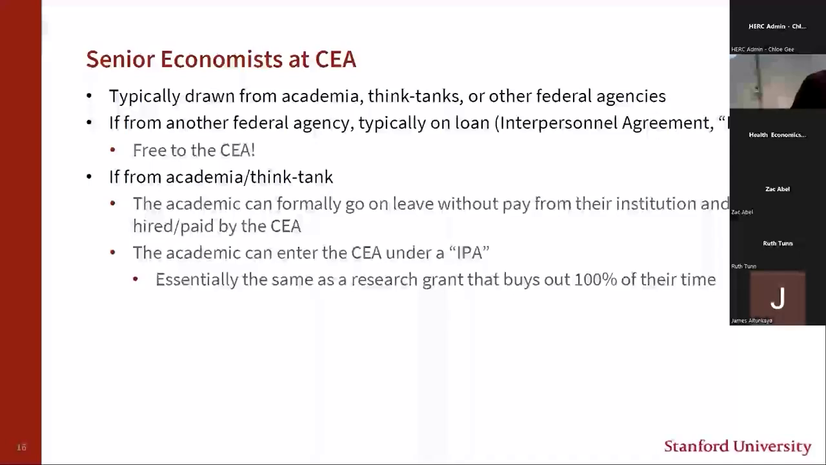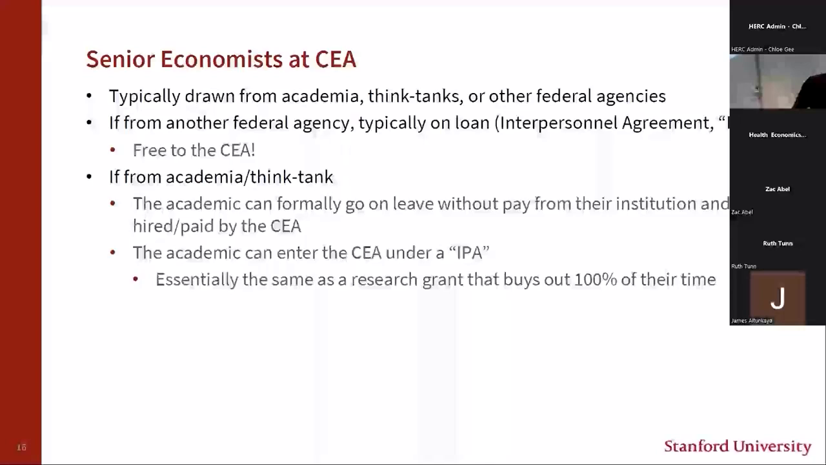So we'll talk a little bit more. Like me, most of the senior economists are drawn from academia, think tanks, or other federal agencies. I would say the CEA really likes people from other federal agencies because they're free. They're just on loan. It may be an irony, but the president's staff is actually quite poor. Most of the federal government's money goes to the agencies and not to the president's staff. So if you can save money, that's great. We had a lot of people from other federal agencies because they were free.